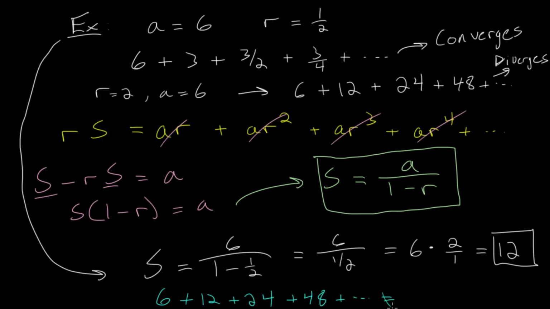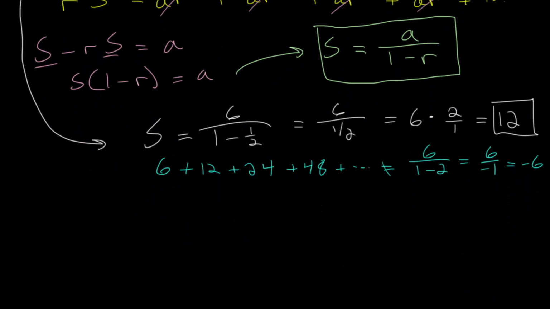But if we want to plug it into the formula, we know a is 6, and we have 1 minus that common ratio, 1 minus 2. So you get 6 over minus 1, which is negative 6. And you can see that doesn't really make any sense. We're adding up a bunch of positive numbers. They're getting bigger and bigger, but somehow, based on the formula, we get negative 6 as our answer. So this is our formula, and our sum will converge, but our common ratio has to be a fraction.